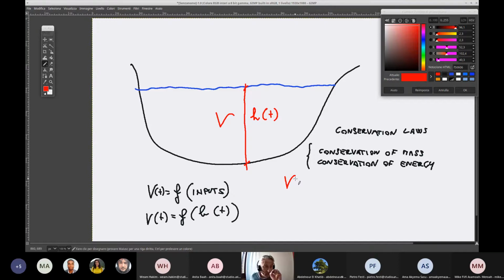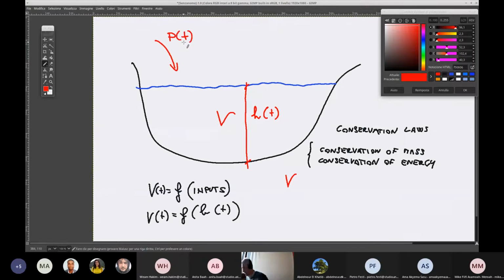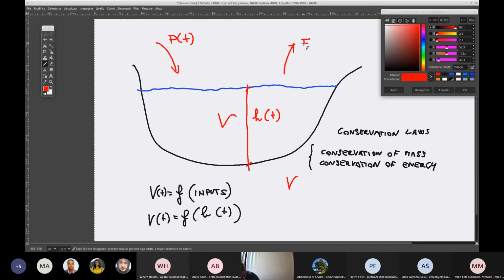So we apply conservation of mass. How can we write conservation of mass for a lake? Let me identify how the lake can be filled by water. Let's suppose that it can be filled only by rainfall, which we call P(t). And then let's suppose that the only way water can get out from the lake is through evaporation, which I indicate with E(t). Of course, this is just an assumption.